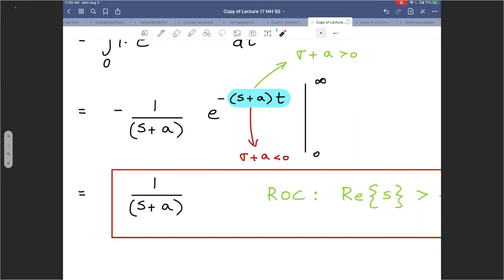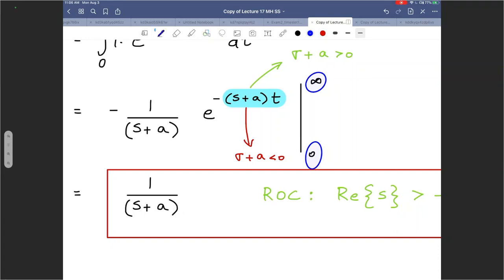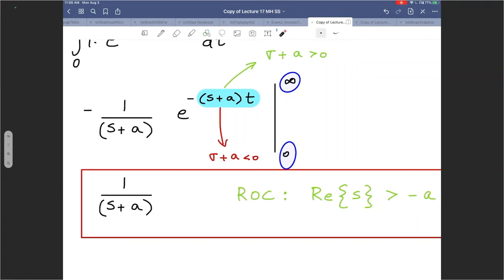What does that mean? That means I want s plus a times t to be greater than 0. t is already greater than 0. How do you know that? Well, look at the limits. Infinity, 0. So t is already greater than 0, so I don't need to worry about t. I need to worry about s plus a. If I want s plus a to be greater than 0, I really want sigma plus a to be greater than 0, because j omega doesn't contribute to the magnitude. So that's how you get to the region of convergence.